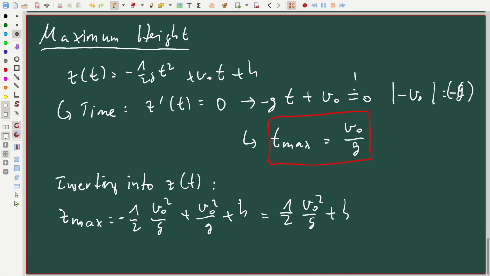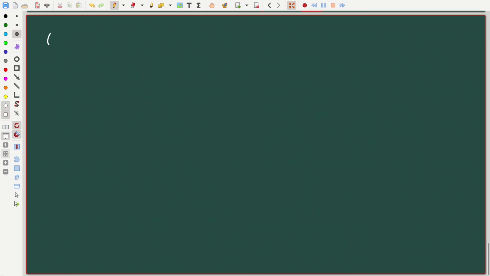Yeah? And this is our equation for calculating the maximum height. Yeah, so just to highlight it, let me briefly write it down once more. 1/2 v0 squared divided by g plus h, and now I can draw again a red rectangle around that. So let's calculate the last example which highlights that.